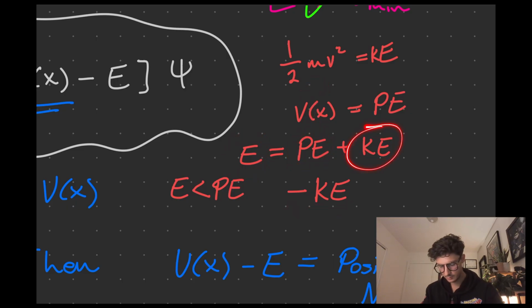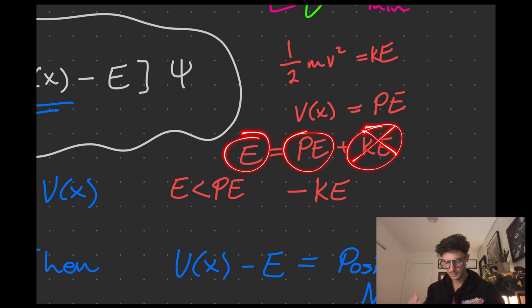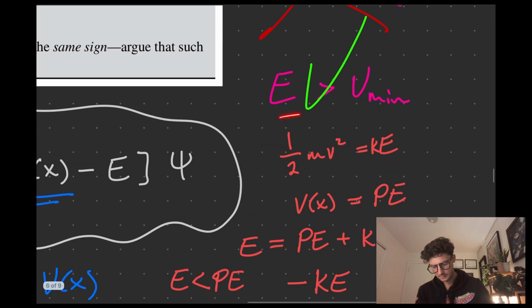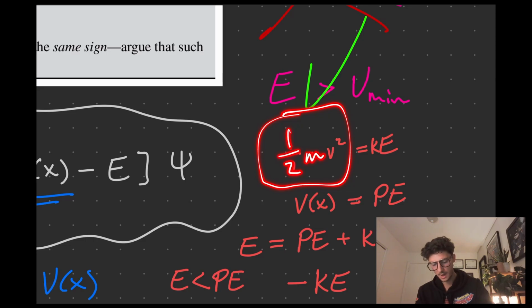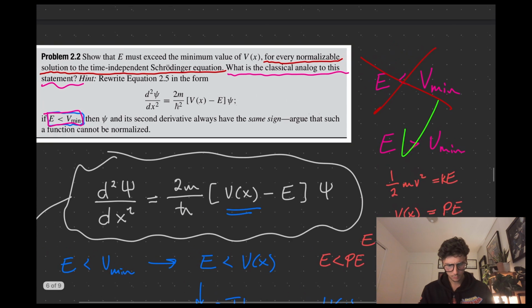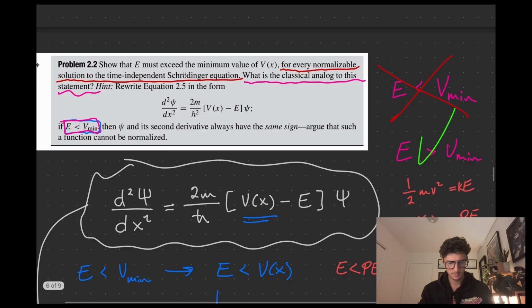Because if this thing was 0, then these two would be equal. That's not what's happening. E is less than this, right? So the only way that can be is if there's negative kinetic energy. What does negative kinetic energy mean? It doesn't make sense, right? Because kinetic energy is defined as 1/2 mv squared. Mass is always positive, and velocity squared is a squared number, so it's always positive. So what's going on here? What is the classical analog to this statement?